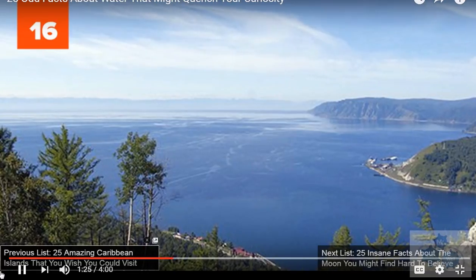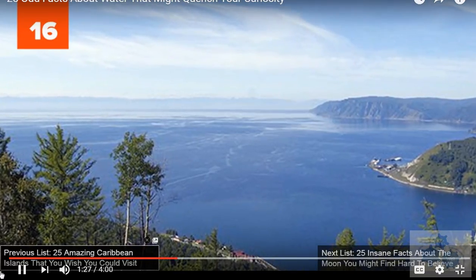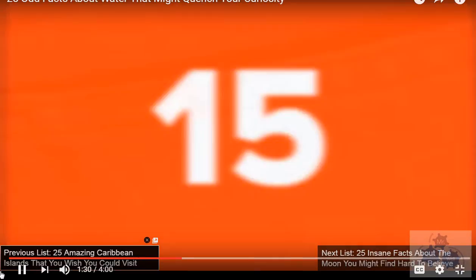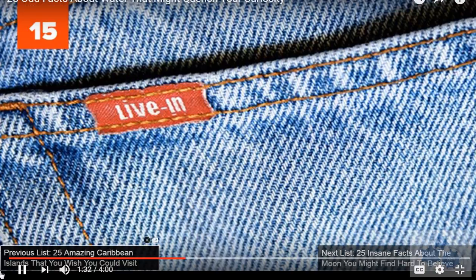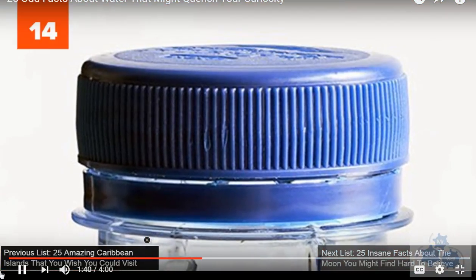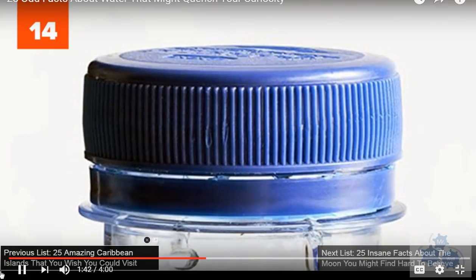20% of the remaining 0.1% is in a Russian lake called Lake Baikal. 15. It takes nearly 3,000 gallons of water to manufacture one pair of jeans. 14. The expiration date on water bottles is for the bottle, not the water.